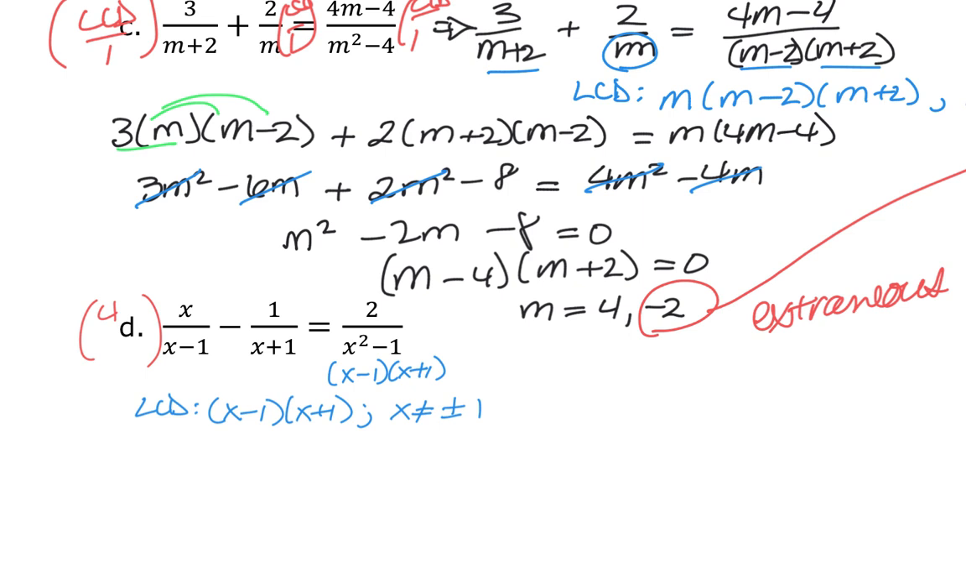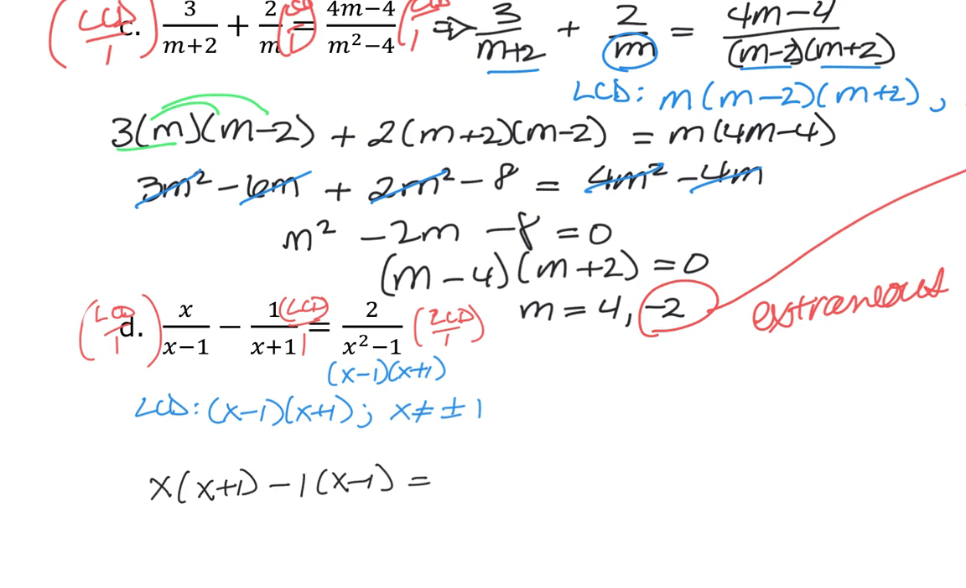Multiplying each one of these by the LCD over 1. When I multiply the LCD over 1 by this term, the x minus 1 cancels, leaving me an x that is currently there, and then the x plus 1 that's still standing, minus. Similarly, here the x plus 1 will cancel. I have a 1 left over, and the x minus 1. So I have minus 1, x minus 1.